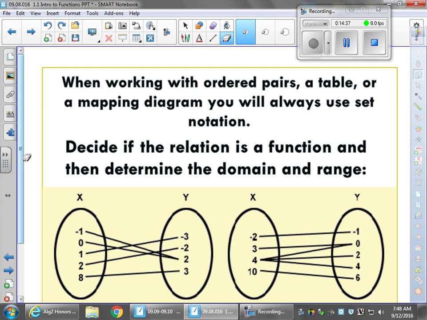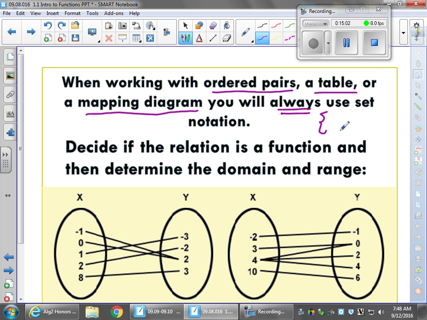Mappings. So this is a good example of where I do not necessarily expect you to write word for word, summarize, okay? So when we have ordered pairs, a table, or a mapping, you will always use set notation. And by set, we mean the curly brackets with the list. And now we have our next example.